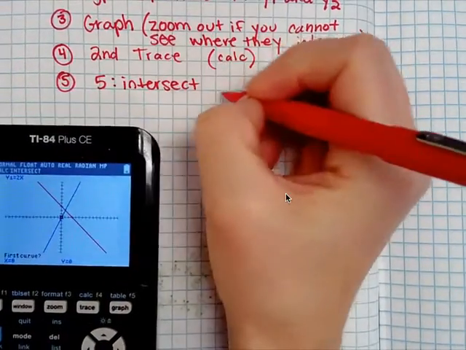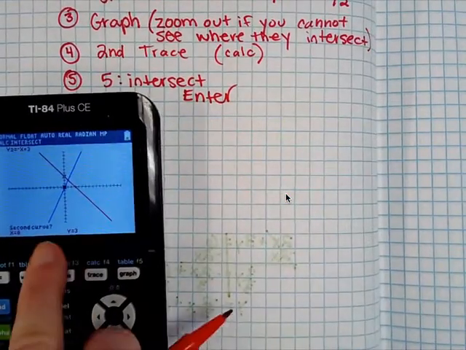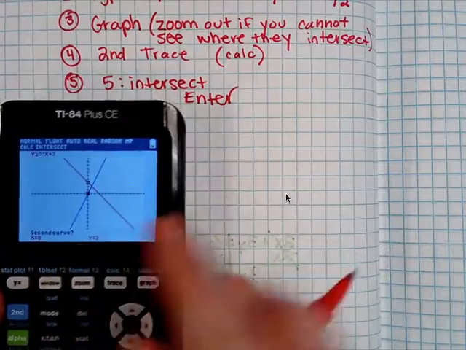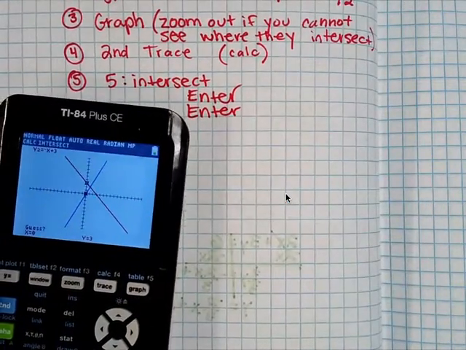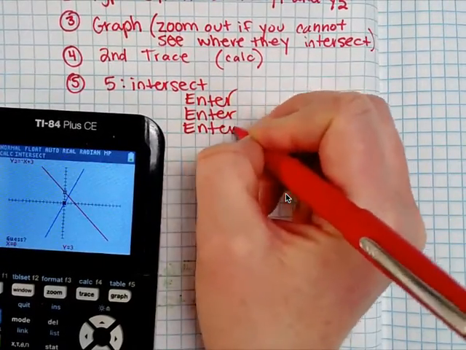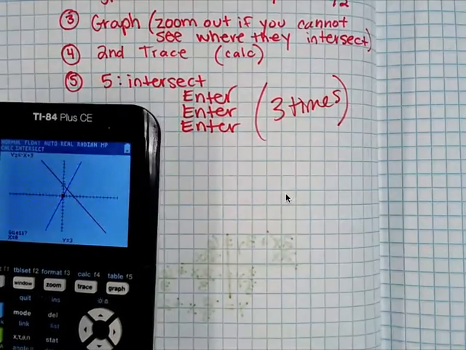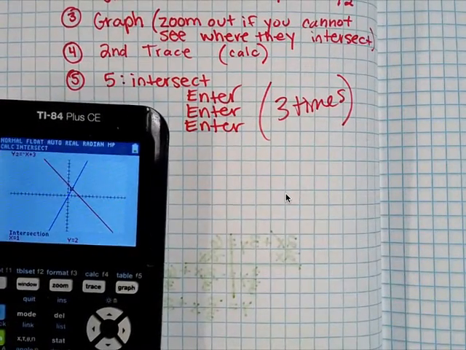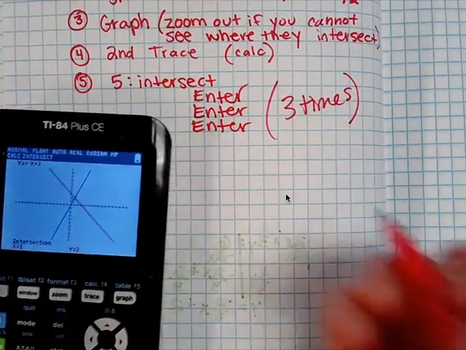Hit enter. Then it goes to the second curve. Hit enter again. Then it says guess, enter. So how many times do we hit enter? 3 times. What was the last guess? Yep, guess. So now it says intersection. Look, it gives us our point.